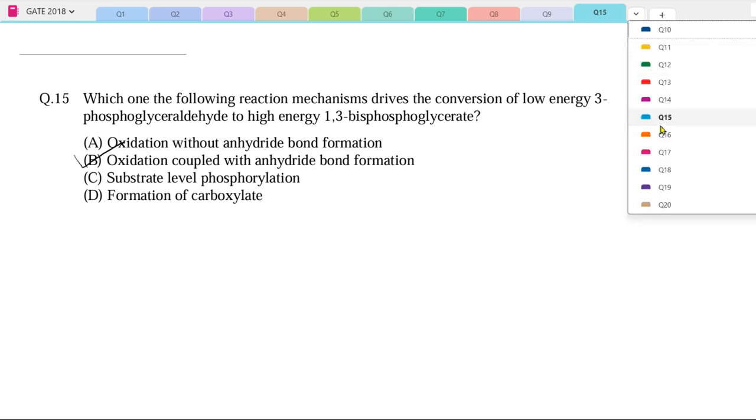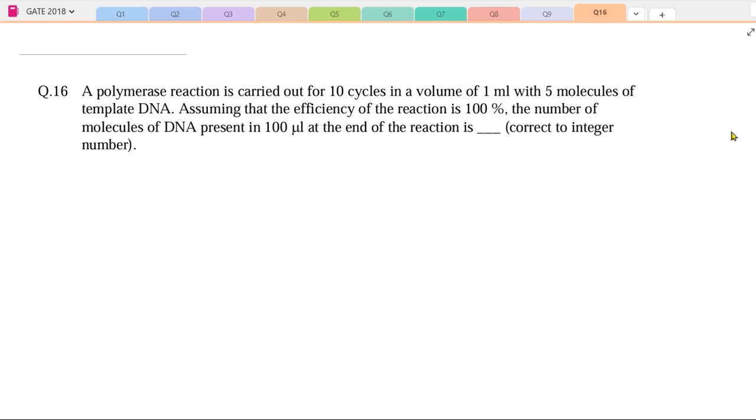Moving on to the next question. A polymerase reaction is carried out for 10 cycles in a volume of 1 ml with 5 molecules of template DNA. Assuming that the efficiency of the reaction is 100%, the number of molecules of DNA present in 100 microliter at the end of the reaction is what?